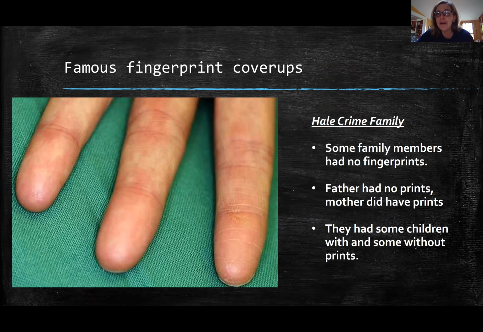We had the Hale crime family. Look at this picture. Can you see any fingerprints on the tips of their fingers? So genetically, some of these family members, they had no fingerprints. That means that that dermal papillae layer was not fully developed. So it was a genetic anomaly that just happened in their family. Is that why they turned to a life of crime? Who knows?